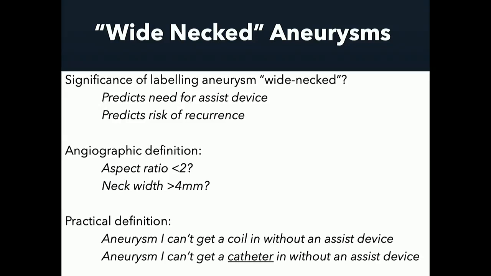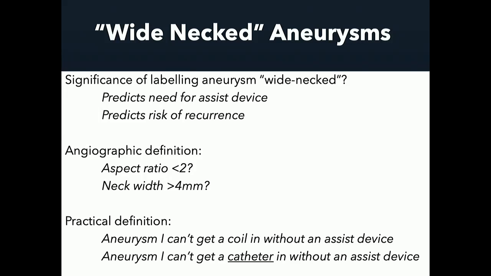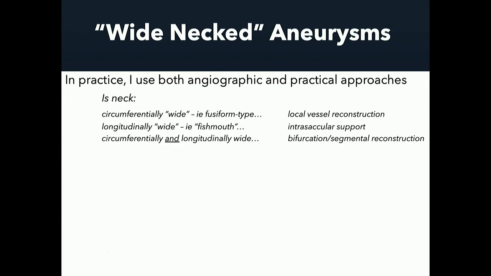But there's also a more practical definition. From my point of view, I consider a broad-necked or wide-necked aneurysm to be one that I can't get a coil into. But I also put in that same bracket aneurysms that I can't get a catheter into without an assist device, because they're difficult as well. I mean aneurysms that are offset onto a branch with a difficult angulated neck, because often these require an assist, even though the neck itself would appear on the surface quite favourable.